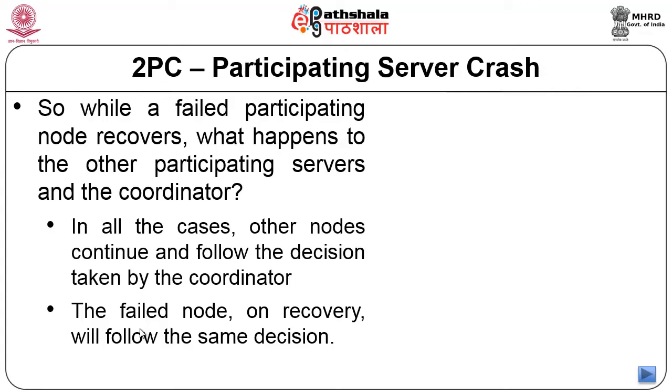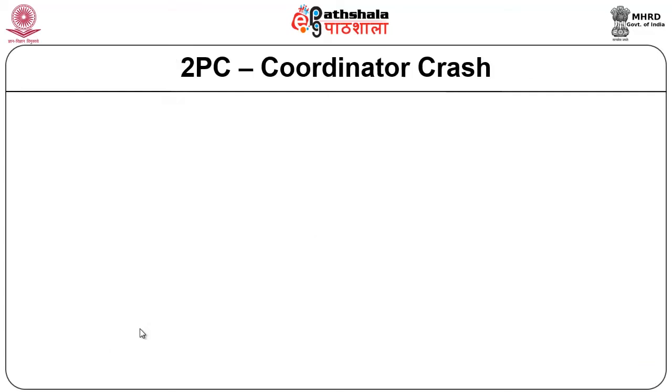So, while a failed participating node recovers, what about the other participating nodes? What are they doing? Very perfectly, other participating nodes do not have any problems. In all these cases, these participating nodes continue doing their work because the coordinator can take a decision if a participating server fails. So, we have no issues in a distributed environment like cloud, we have no issues.